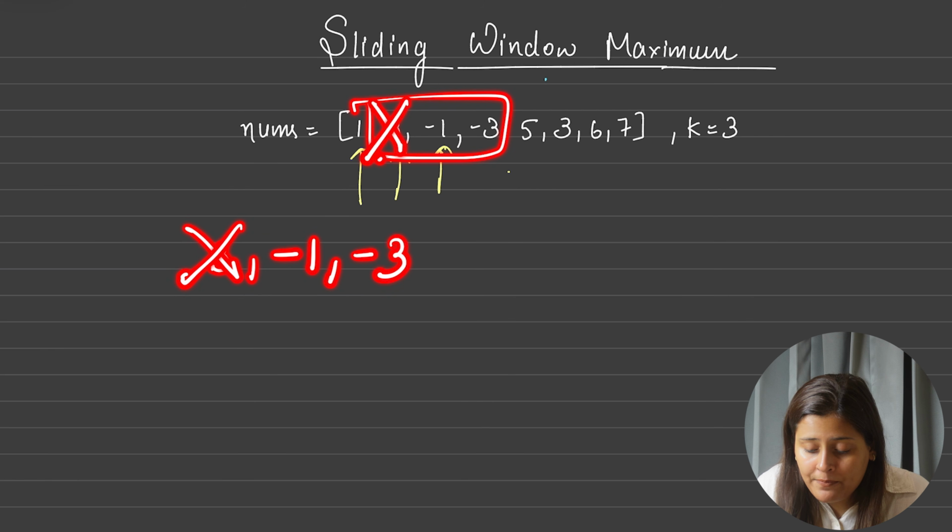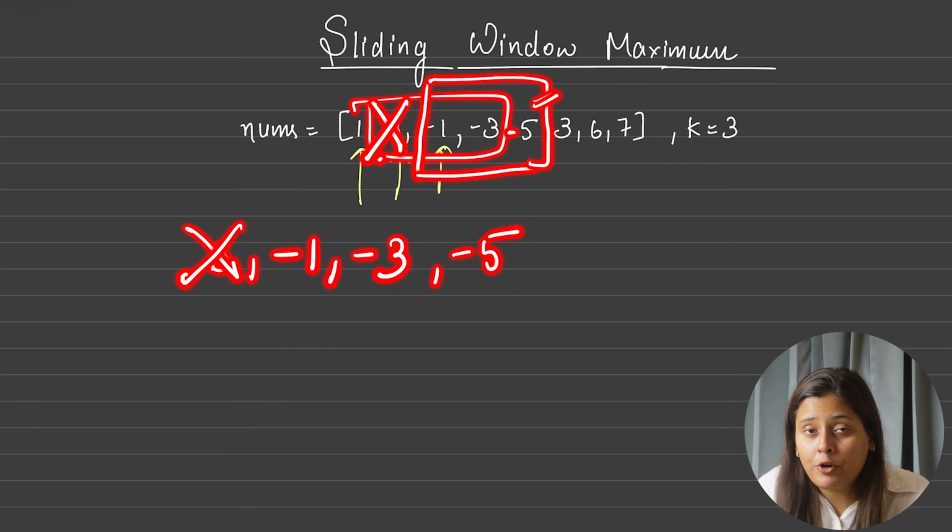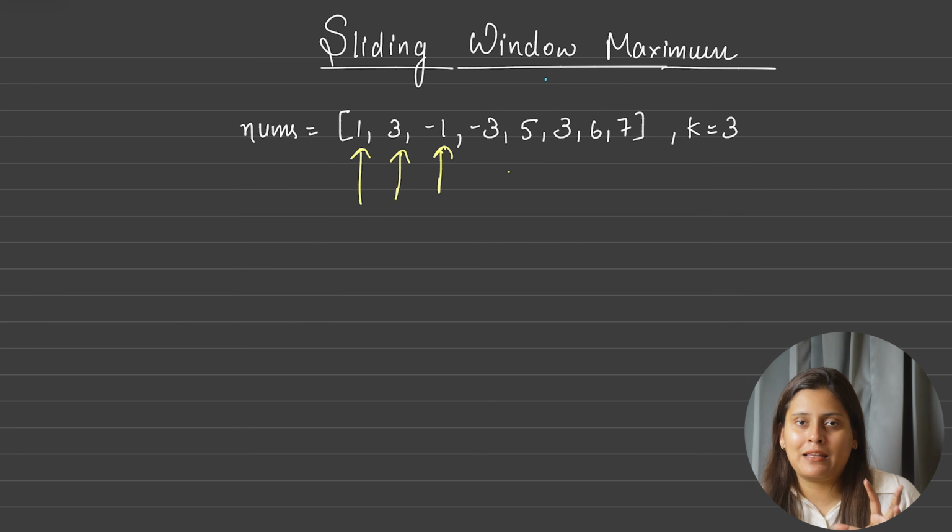Okay, and next time suppose this is minus 5. So next time I want to put this minus 5 in the window. Yes, and now I want to get the first maximum, and I will get this minus 1. So here we don't need to maintain first maximum, second maximum on our own. The heap will do that for us.